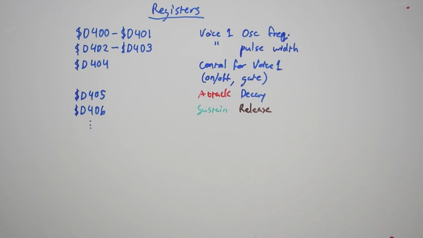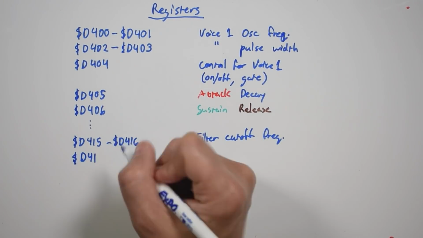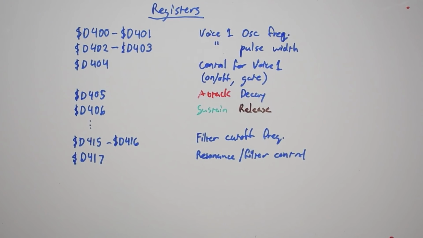And after voice 1's ADSR registers, we have the same registers set up for voice 2 and then voice 3 in the same order. After the voices, we have 2 more registers to control the filter cutoff frequency, followed by the resonance and filter control register, which allows us to make some very interesting sounds.